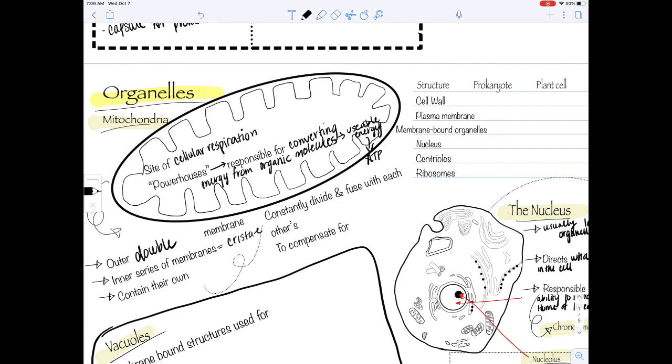The mitochondria has an outer double membrane, and then there is an inner series of membranes that are your cristae. They are the folds, and those folds are giving us more ATP. Mitochondria contain their own DNA, which relates us back to our theory of endosymbiosis. Because they have their own DNA, it goes towards our theory that they were prokaryotic organisms before they became parts of a larger cell. Now, they are constantly dividing and fusing with each other's DNA in order to compensate for any defects by other mitochondria.